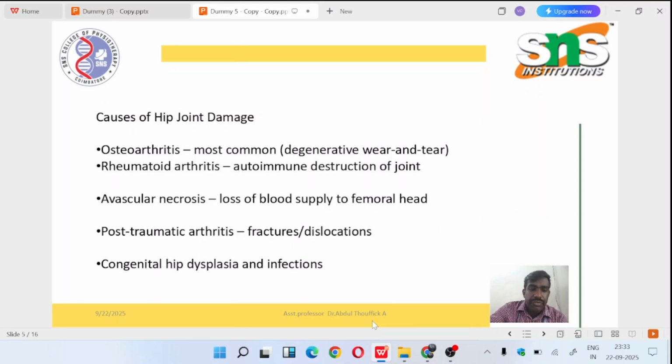What are the causes of hip pain or hip damage? The most common cause is osteoarthritis, the degenerative wear and tear disease. Other causes include rheumatoid arthritis, avascular necrosis due to a disturbed blood supply, post-traumatic arthritis after fractures or dislocations, congenital hip dysplasia, and in some cases, infections.